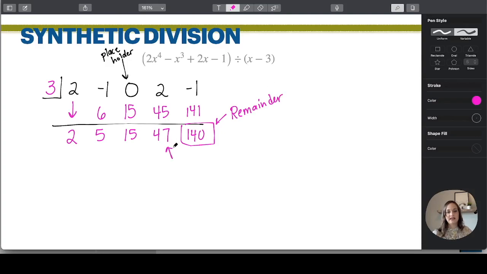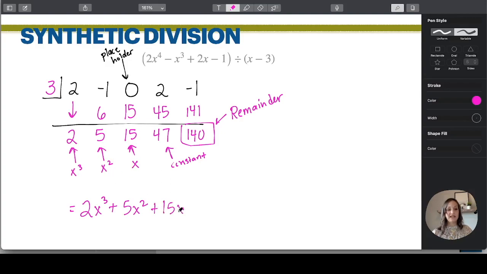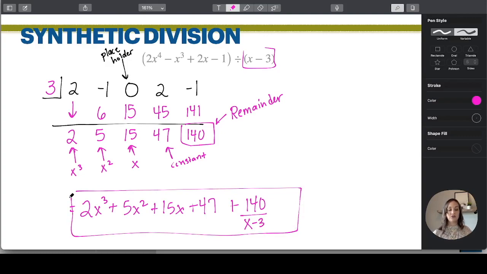And then again, starting with the next number, it is your constant. The next number is your coefficient in front of x. The next number is your coefficient in front of x squared. The next number is your coefficient in front of x cubed. So your final answer is going to be 2x cubed plus 5x squared plus 15x plus 47. And because we have a remainder, you put your remainder over your divisor, which is x minus 3. And that is your answer.